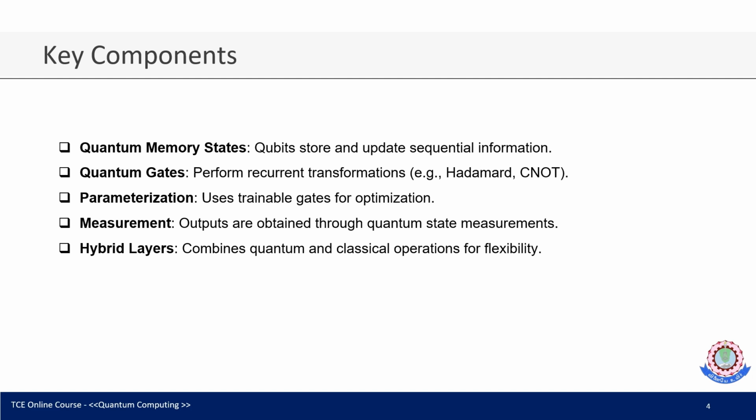We have different key components. The first is quantum memory states: qubits store and update sequential information, and quantum gates such as CNOT and Hadamard are applied to perform recurrent transformations. Next is parameterization using trainable gates for optimization. The next is measurement: outputs are obtained through quantum state measurements. Hybrid layers are also applied here, combining quantum and classical operations for flexibility.